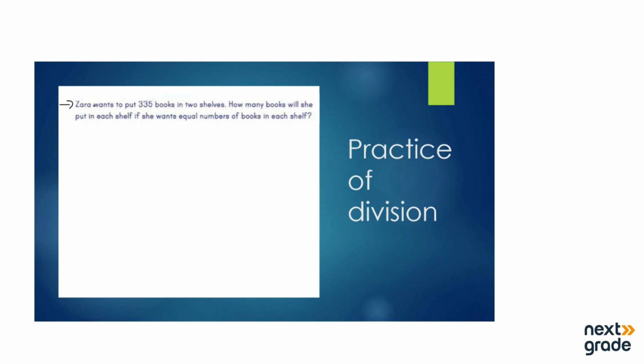Zara wants to put 335 books in 2 shelves. कितनी shelves में रखना चाहती हैं वो? 2 shelves में. How many books will she put in each shelf if she wants an equal number of books in the shelf? अब हमने यहाँ पे actually करना क्या है? We have to divide these books into 2 shelves.